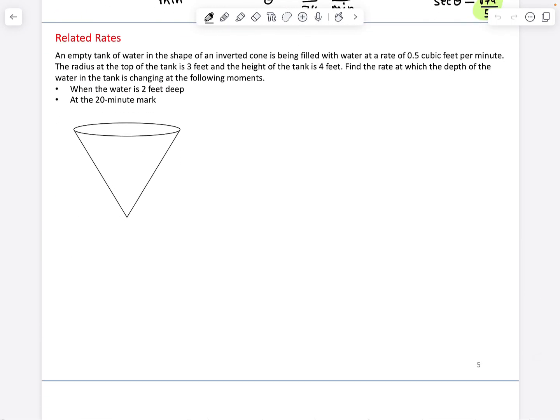An empty tank of water in the shape of an inverted cone is being filled with water at a rate of 0.5 cubic feet per minute. The radius at the top of the tank is 3 feet, and the height of the tank is 4 feet. Find the rate at which the depth of the water in the tank is changing at the following moments. So this time we have one rate of change we're looking for, but at different times in the process.